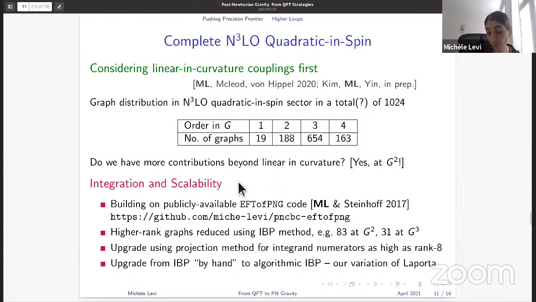Now there's a question: do we have more contributions beyond linear in curvature? In fact, in quadratic in spin, we do, and we'll see that later. Yes, we have another contribution that enters at G squared and comes from the quadratic in curvature contribution.